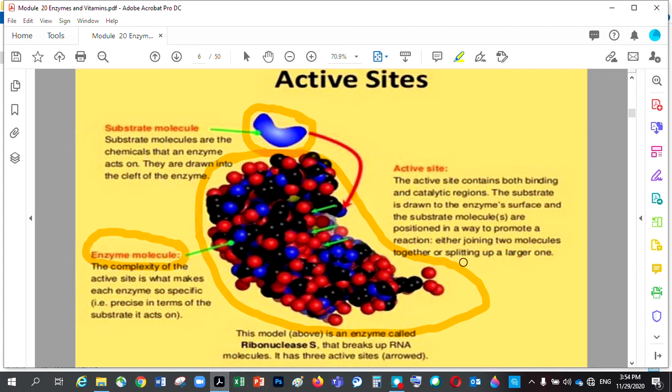So the substrate is drawn into the enzyme surface, and the substrate molecules are positioned and align themselves in a way to promote the reaction. They fit the active site shape exactly, and then they can split into many products or can just come out as a larger size product.